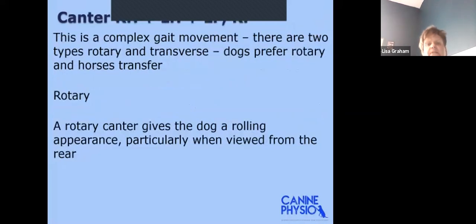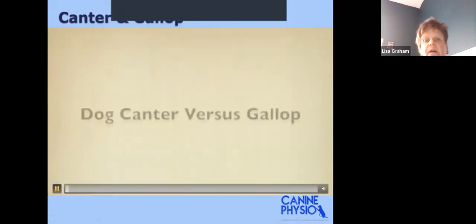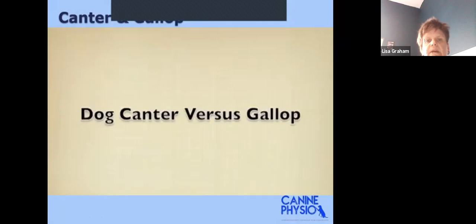Your canter is quite a complex gait movement, and there are two types. There's a rotary and a transfer. Dogs will tend to run in a rotary canter and horses in a transfer. And the rotary canter gives the dog a real rolling appearance when you look at it, particularly from behind. And we've got two bits of video. This one's going to compare a canter and a gallop for you, and then we're going to look at a gallop as an individual gait as well.